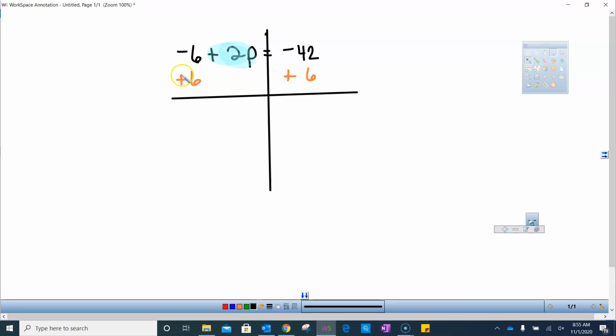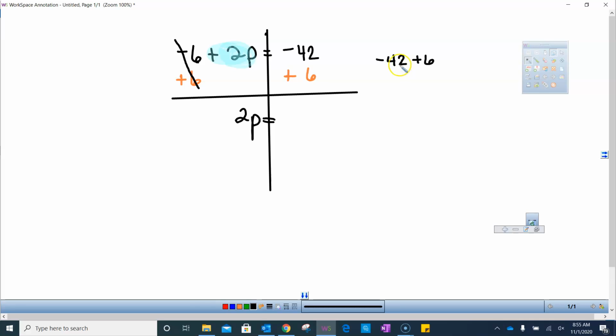A negative 6 and a positive 6, when you put them together, make 0. They're opposites. And then I'm left with plus 2p. We don't write the plus in. We just write 2p. And then on this side, I'm going to write it horizontally just so I can see what I'm working with here. And I get negative 42 plus 6.